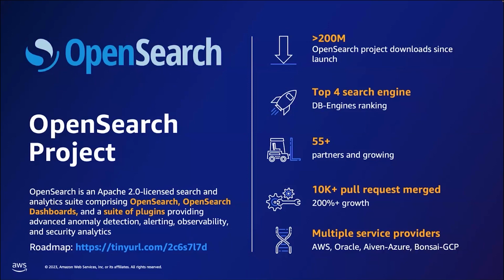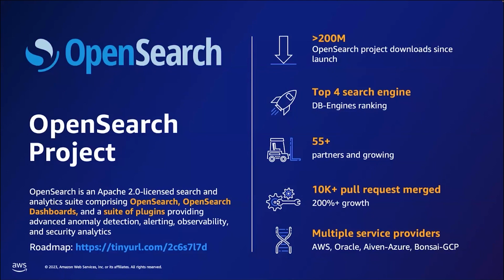As the OpenSearch project is open source, we have seen tremendous growth in project downloads since its launch in July 2021. We have seen greater than 200 million downloads, and OpenSearch has been in the top 4 search engines in the DB engine ranking. We also have a lot of partners who are actively contributing and collaborating with the OpenSearch project to keep development happening in the open source world. We have 55 plus partners, which is growing at a tremendous rate, and we have also seen 200% growth in the pull requests merged into the project.